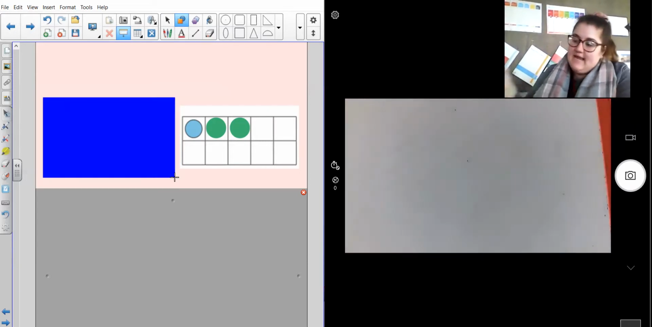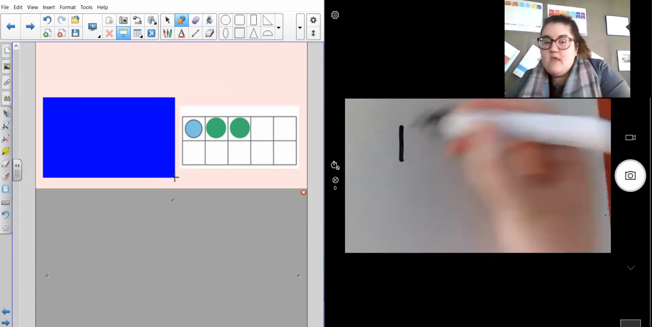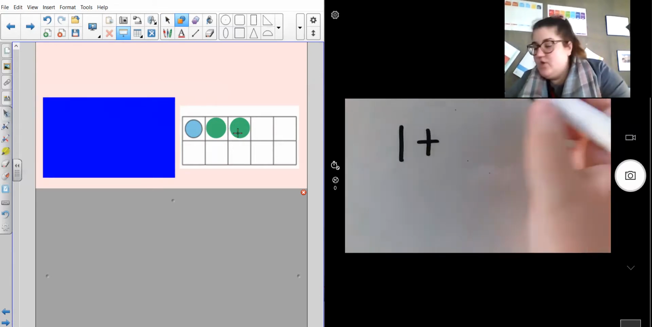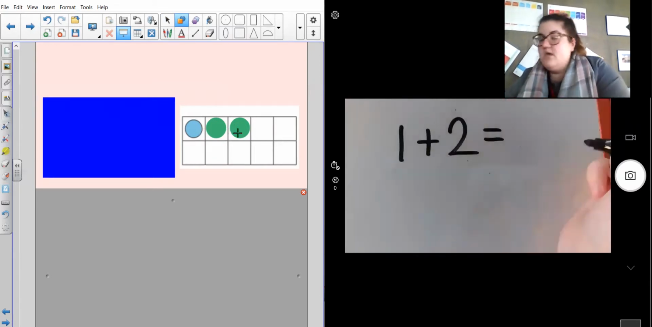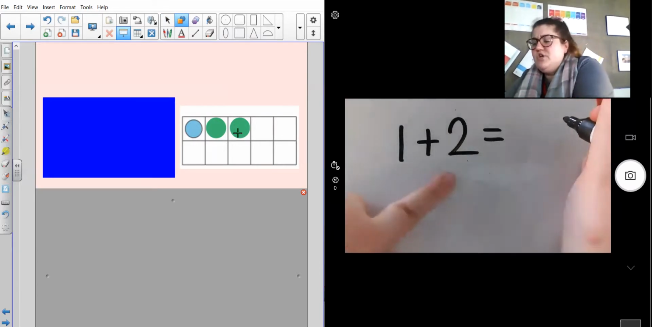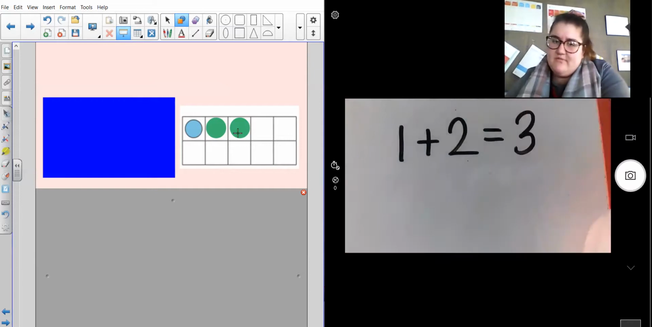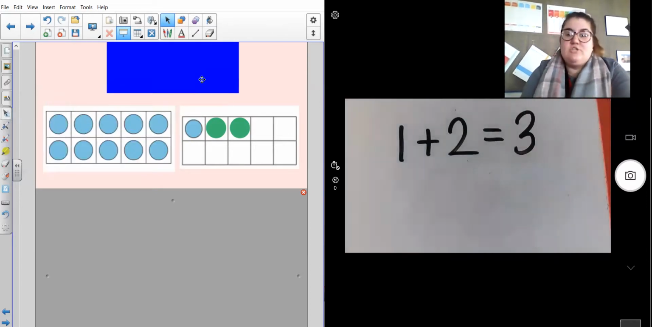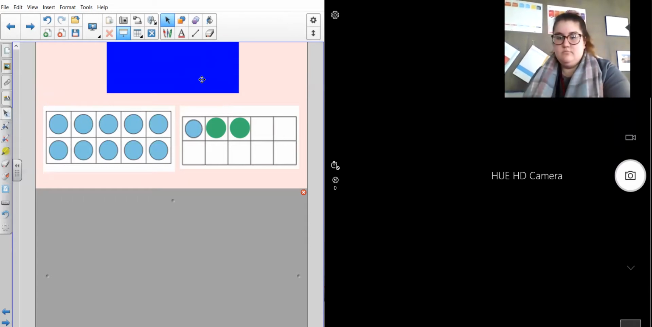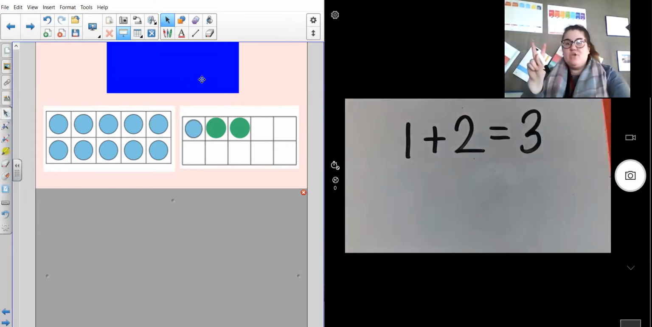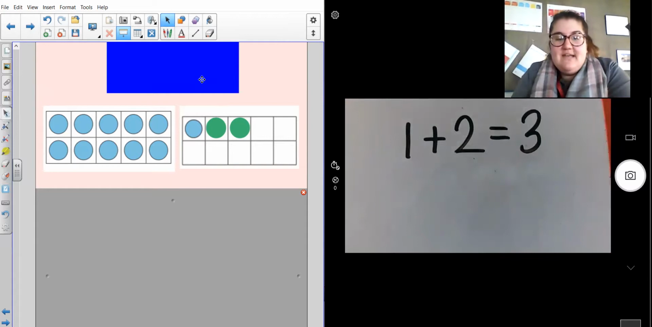And I can see 1. There it is, look, 1 blue one. And then I'm adding to it 2 green circles. So I've got 1 add 2. Well, I know that 1 more than 2 is 3. So that's super easy. Okay, and now I can do step 2, which is to add the tens. How many groups of 10 can you see?